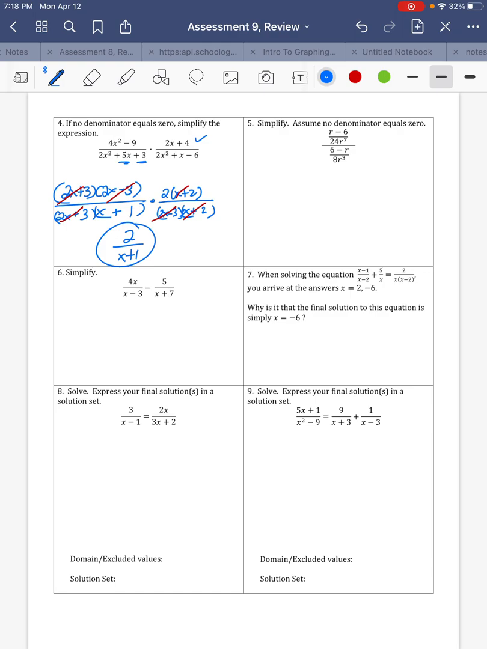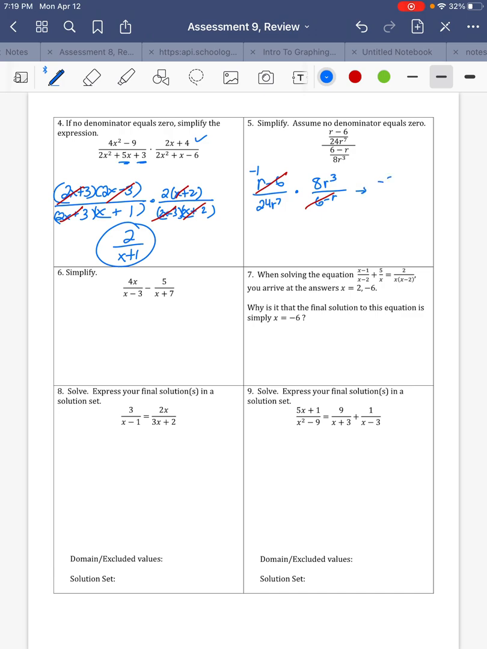All right, remember this type of problem here. This is a complex fraction. So remember, you're going to keep r minus 6 in the numerator over 24r to the 7th. You're going to flip the bottom, because dividing is like multiplying by the reciprocal. So 8r to the 3rd over 6 minus r. Remember that these are opposites of each other, so you can cancel them out, but you have to put a negative 1 in their place.